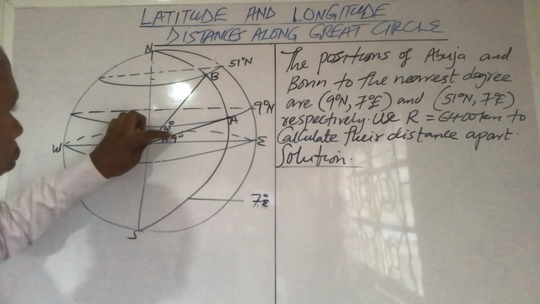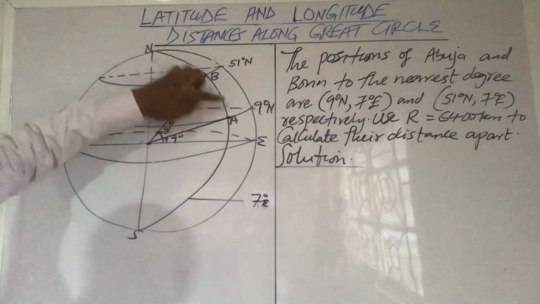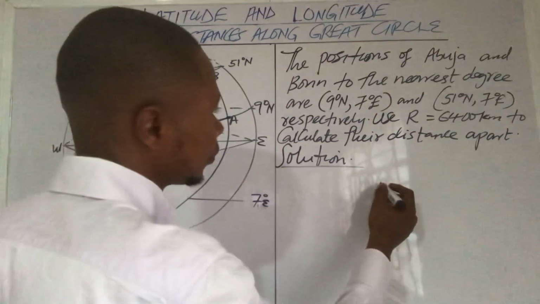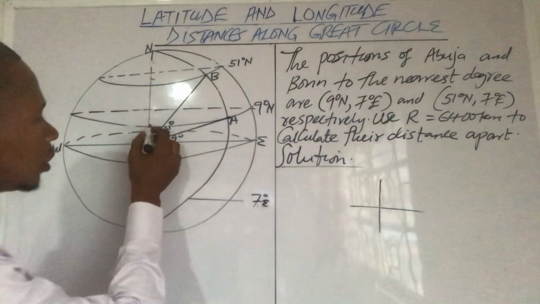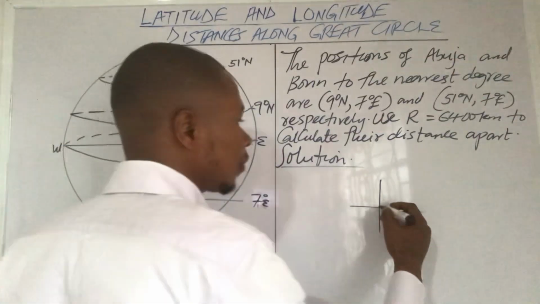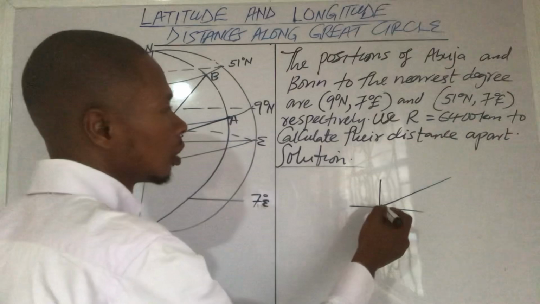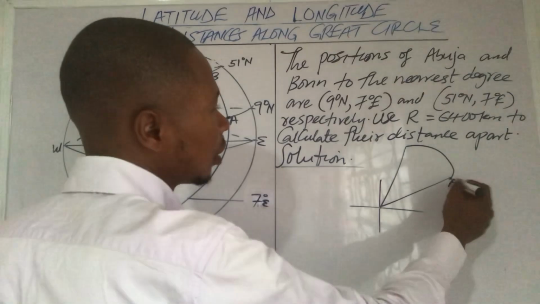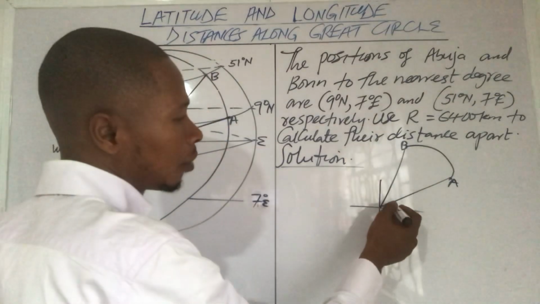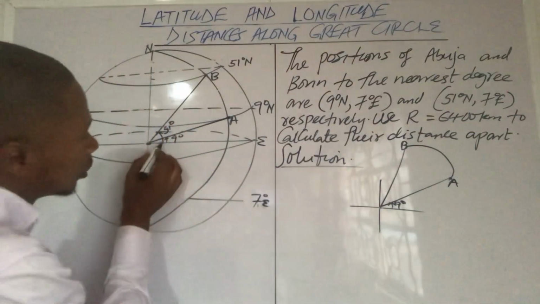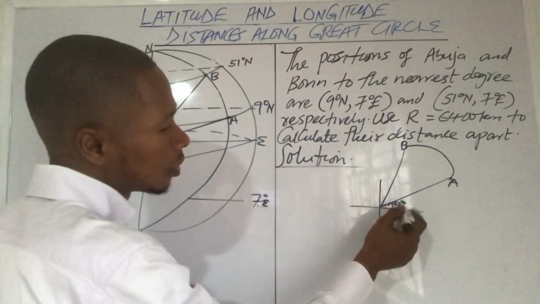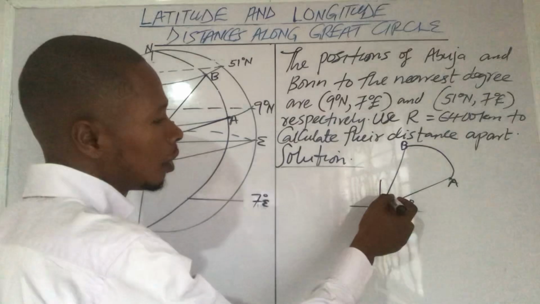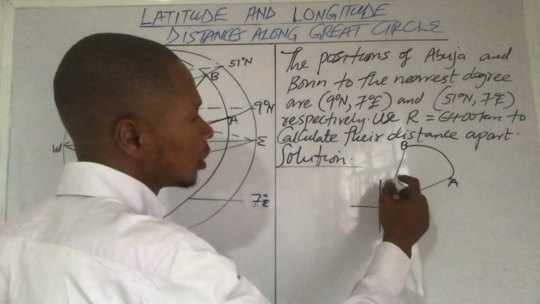So how will I get the angle between the two places? Let's assume I want to bring out this sector of a circle. This is what I'm going to have: you have this line for the A, and this line for the B. Then you have this arc joining them. This is my A, this is my B. From here to here, that's the 9 degrees, while from this place to this place is the 51 degrees.